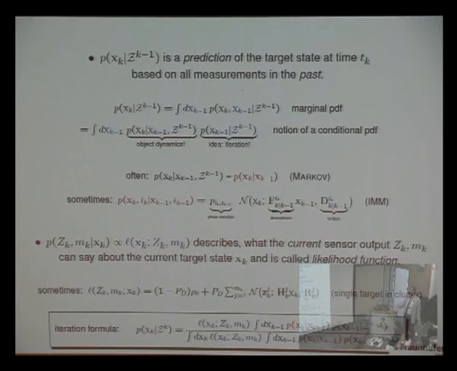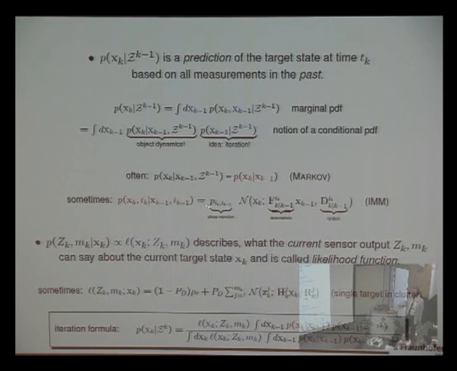The likelihood function describes what the sensor data can tell you about the target state. In the example of a single target in clutter, the likelihood function has this expression. It's a more complicated expression than in the case of the Kalman filter. We have sensor parameters like detection probability, very important, the clutter density, and the measurement error covariances.